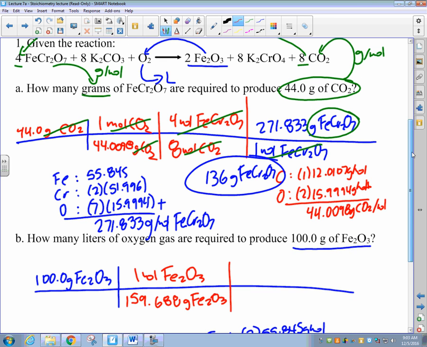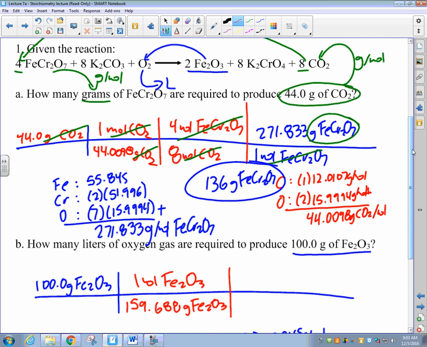Now that we've got from grams to moles, the next step on our plan was to go from moles of Fe2O3 to moles of O2, and that's our balanced chemical equation's mole ratio. For every 2 moles of Fe2O3 that are produced, we consume 1 mole of O2 gas.